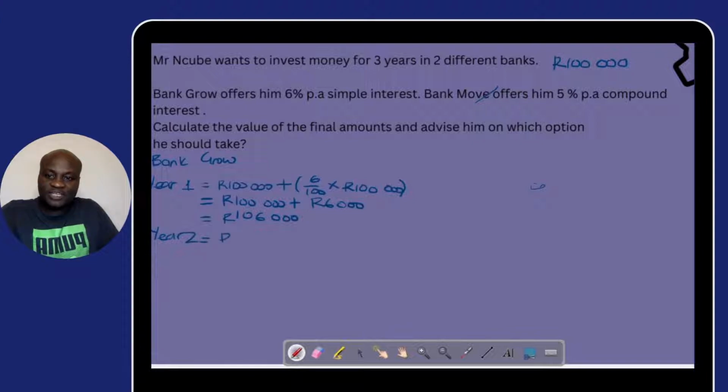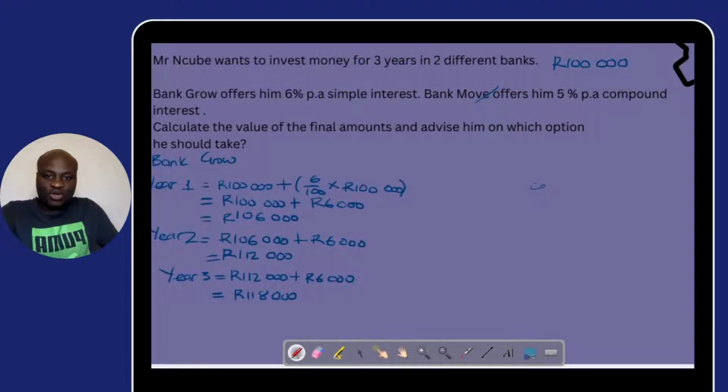Now we go to year number 2. Remember, we're dealing with simple interest, so the interest does not change, which is going to be 6,000 again. And when we add those two on our calculator, it gives us 112,000. And then year number 3 is equal to 112,000 plus 6,000. What do we get? It's 118,000. Now, that's Bank Grow.